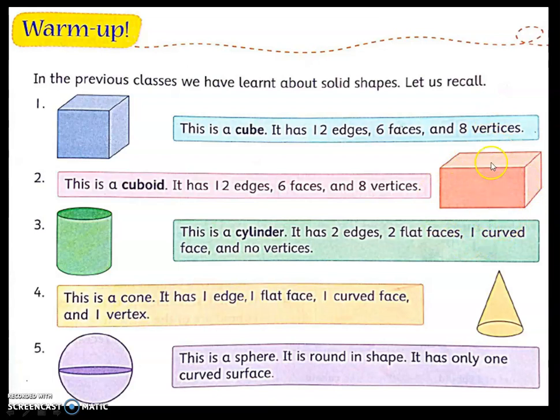So these 4 edges will be the same, and these 4 edges will be the same, and these 4 edges towards the length will be the same. So that is cuboid. When it comes to cylinder, it has got 2 edges, 2 flat faces.